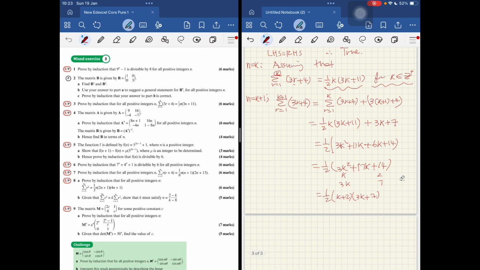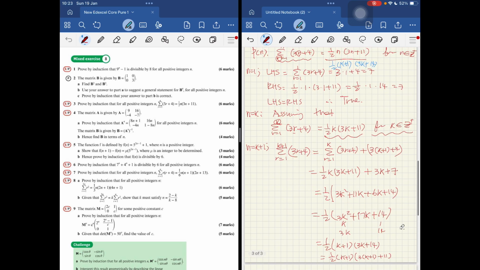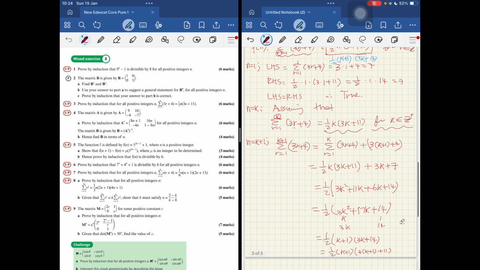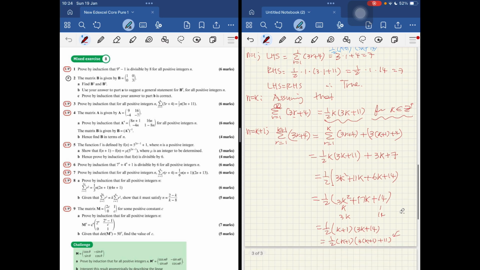Oh no, this doesn't make 17. 14, 1. (k plus 1)(3k plus 14). Just to make a consistent expression, 1 over 2 (k plus 1)(3(k plus 1) plus 11). Then we figured it out. Now our result is accordingly here. When we input k plus 1 into n, then we have this result. So it's true.